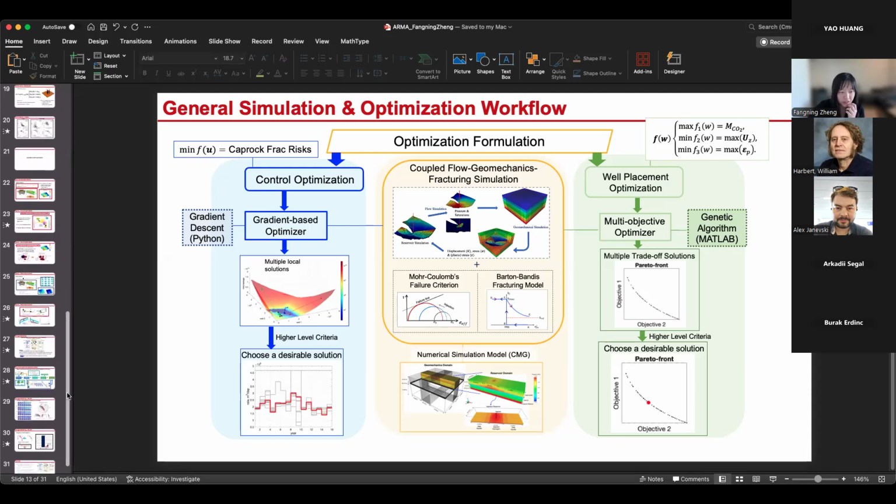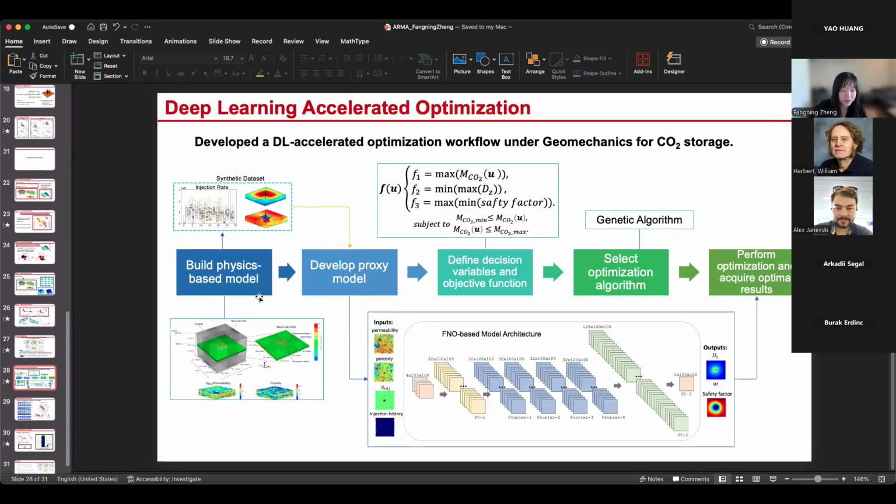So I think in hydrogen storage, this whole workflow can also be useful, because if you can build your physics model and, based on it, develop a proxy model, then this whole workflow can be applied no matter how you define your objective function. It can be applied not only to hydrogen storage, but even a geothermal system or other subsurface dynamic system can use this workflow to perform the optimization that the user is interested in.